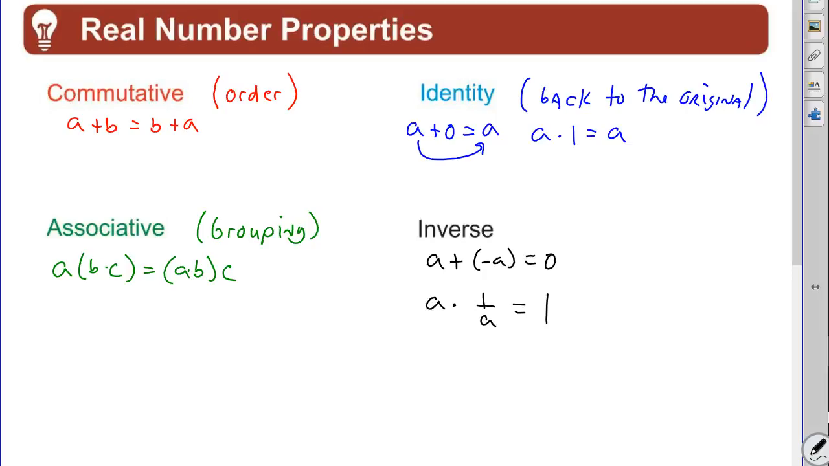All right, so commutative, order; associative, grouping; identity, back to the original; inverse, add opposites, multiply by reciprocals.